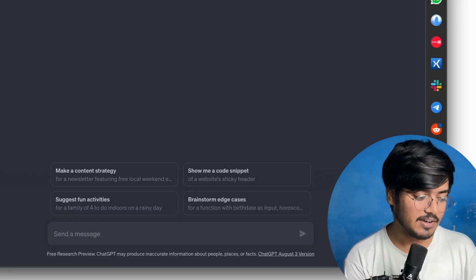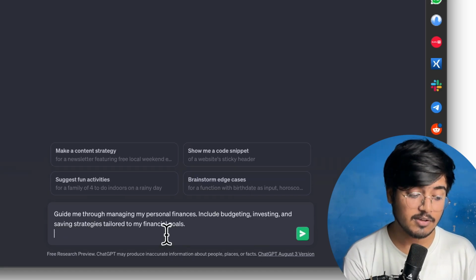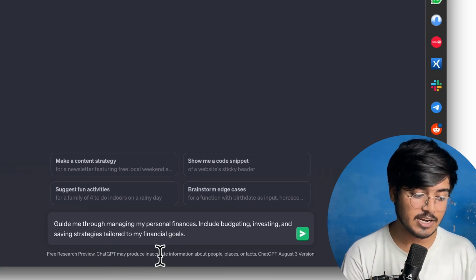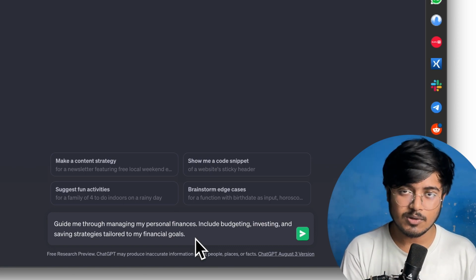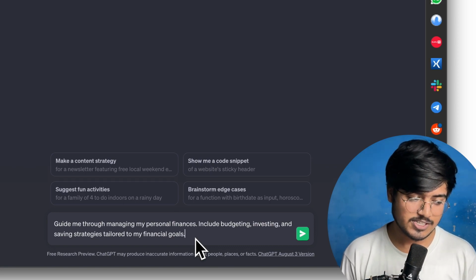Now it's time to focus on financial literacy, and I have found a very great prompt which is here. Guide me through managing my personal finances, including budgeting, investing, saving strategies tailored to my financial goals. Okay, here you can also mention your financial goals, but let's enter it and let's see what ChatGPT is going to give me.